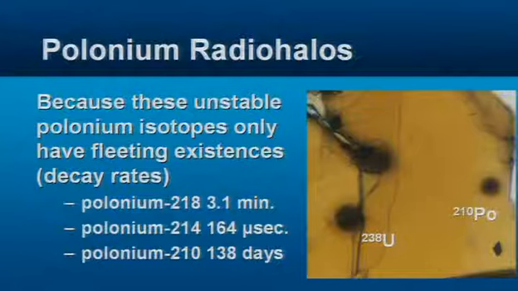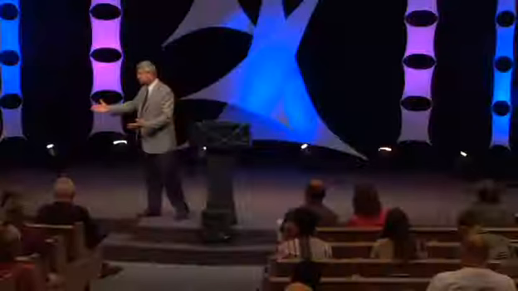Well, here we're going to add some more details that I didn't say much about on Tuesday night. You see, these three unstable polonium isotopes only have fleeting existences. They decay very rapidly. Polonium-218 has a half-life of 3.1 minutes. Polonium-214, a half-life of 164 microseconds. If you blink, it's gone. And polonium-210, 138 days. Now, as some of you already know, it only takes 10 half-lives before it's all decayed away.